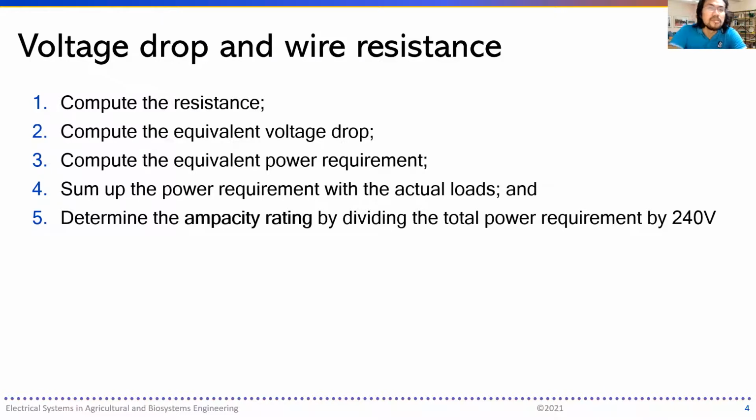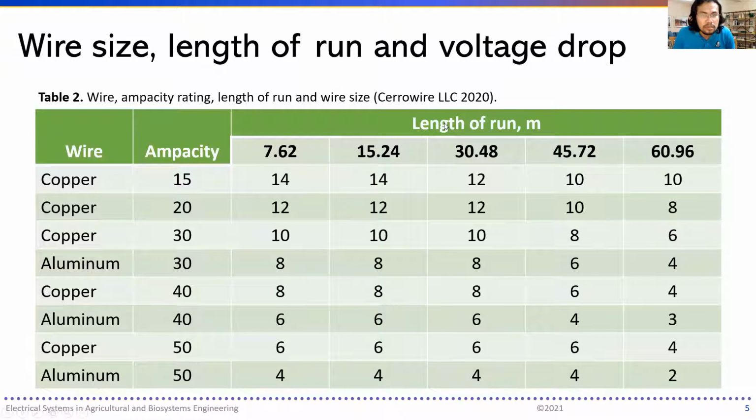Now, to determine the voltage drop and wire resistance, first it is important to compute the resistance, and then compute the equivalent voltage drop, and then compute the equivalent power requirement, and sum up the power requirement with actual loads, and lastly determine the ampacity rating by dividing the total power requirement by 240 volts. And there's a sample computation: the wire ampacity, and the length of run and wire size.